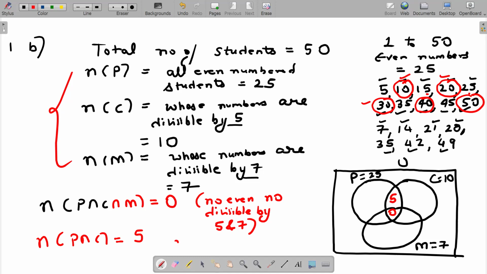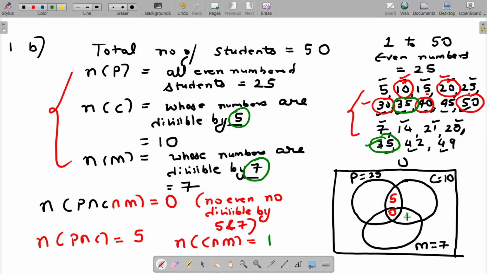How many numbers like chemistry and maths? Chemistry and maths means divisible by 5 and 7. How many numbers are divisible by 5 and 7? Let's look at the intersection of these two. Is there a number? Only 35. 35 is the only common between them. 35 is divisible by 7 also, and 35 is divisible by 5. So there is no other number. So I can say this is 1. I'm filling up the Venn diagram also simultaneously.